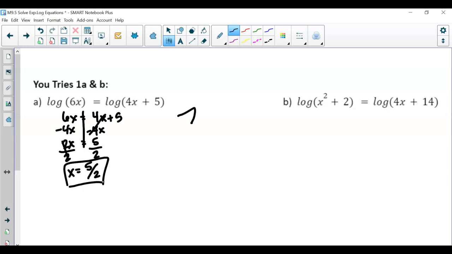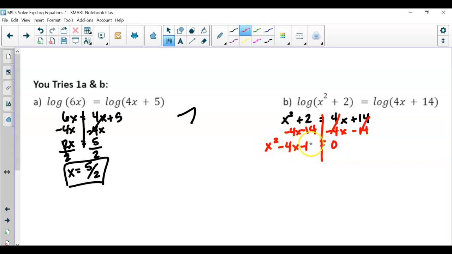Then b, again, the bases are the same, so x squared plus 2 is equal to 4x plus 14. And again, you should have noticed you're solving a quadratic, and quadratics have to equal 0. So subtract 4x and subtract 14. Now that our quadratic is equal to 0, I've got x squared minus 4x minus 12. Now we can solve by factoring. What two numbers multiply to get negative 12 but add to get negative 4? Negative 6 and positive 2, which means x is equal to 6 and negative 2.